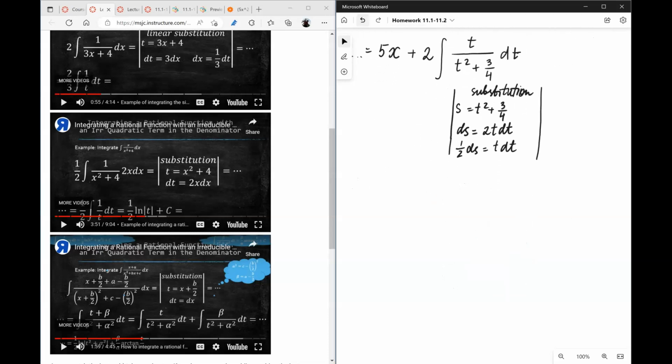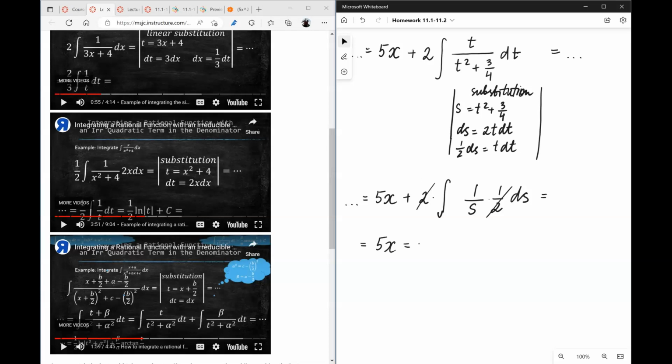And now plugging everything in and continuing with the main problem, we still have that 5x, it didn't go anywhere. We have 2, and we have integral now of, what do we have? In the denominator we have s, and here we have dt, but dt is combined with this t, so it's just 1/2 of ds. So this 1/2 and this 2 are gone. And now we can write the answer.